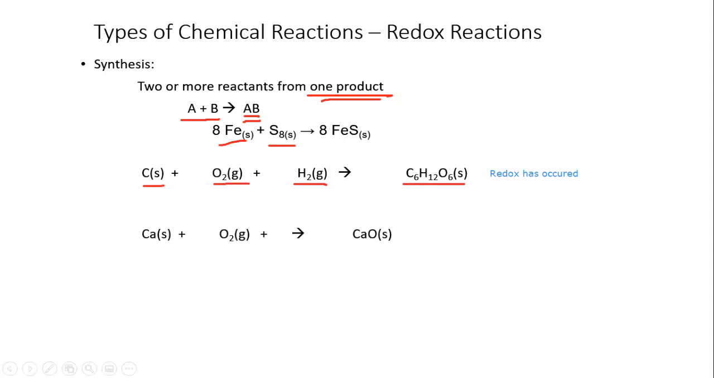Next we have the synthesis of calcium oxide. So we take calcium plus oxygen, gives us calcium oxide. Again, our reactants are elements. We form one product, it's synthesis, and since it's elements on the reactant side, redox has occurred.